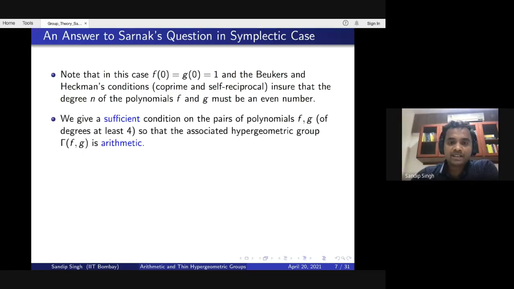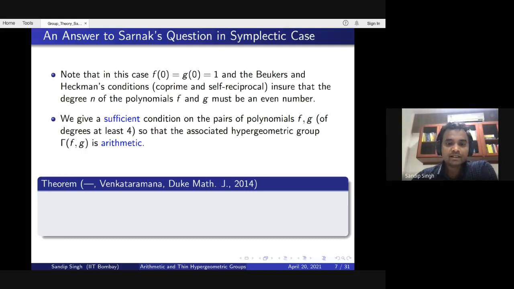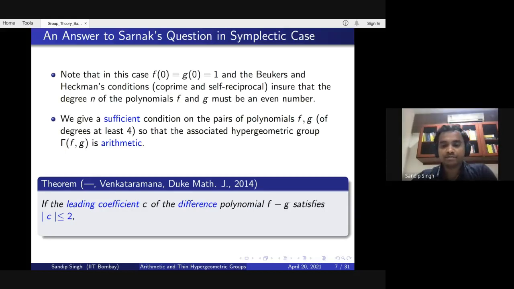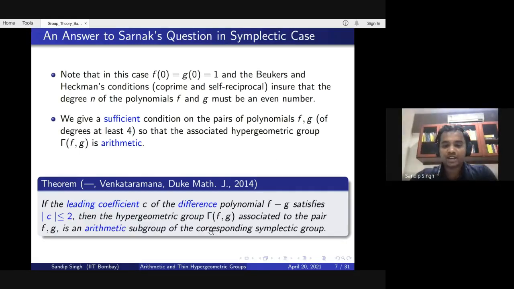We give a sufficient condition on the pairs of polynomials f, g of degree at least 4 so that the associated hypergeometric group gamma fg is arithmetic. So this is the theorem we obtained. If the leading coefficient c of the difference polynomial f minus g satisfies the condition mod c less than or equal to 2, then the hypergeometric group gamma fg associated to the pair f, g is an arithmetic subgroup of the corresponding symplectic group.